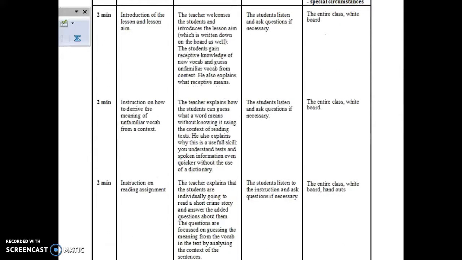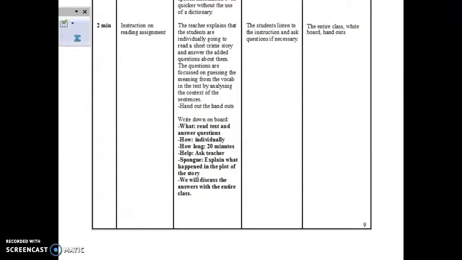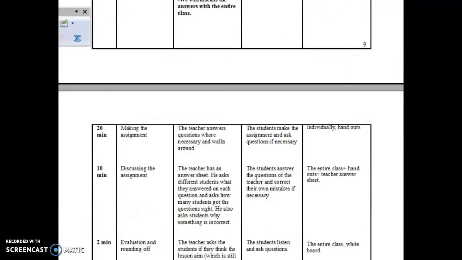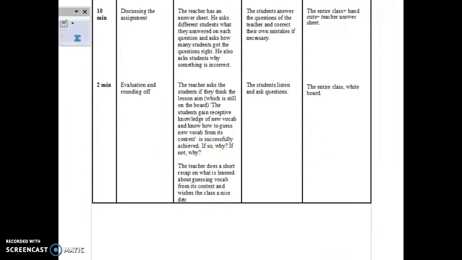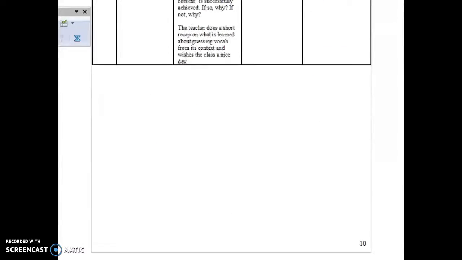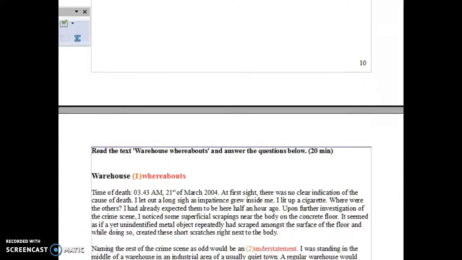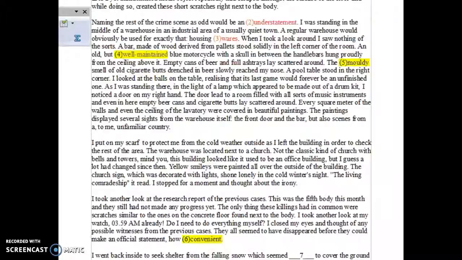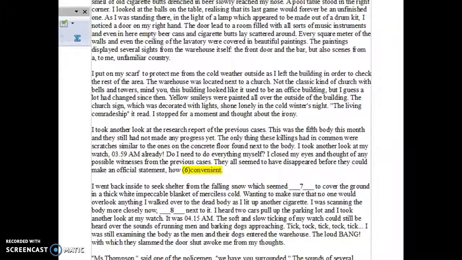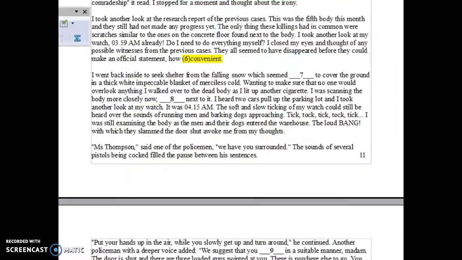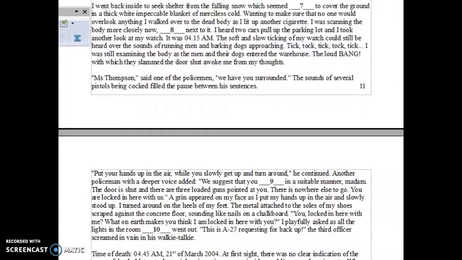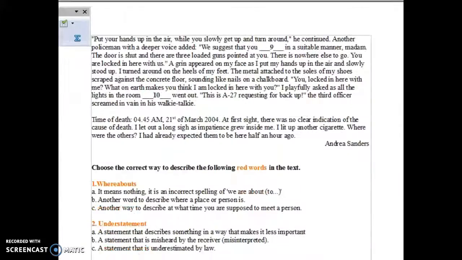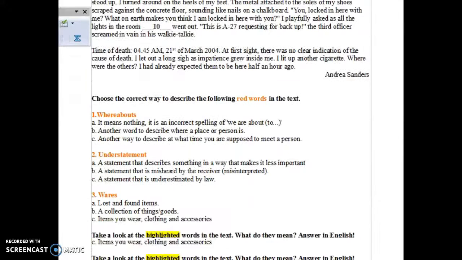I checked it for spelling mistakes, and I even handed it in for an LSD assignment. I highlighted some of the words in the text and made some questions about it for the students to fill in later on. So the idea behind these questions was that the students had to guess the meaning of this vocabulary through the meaningful contexts of the text.